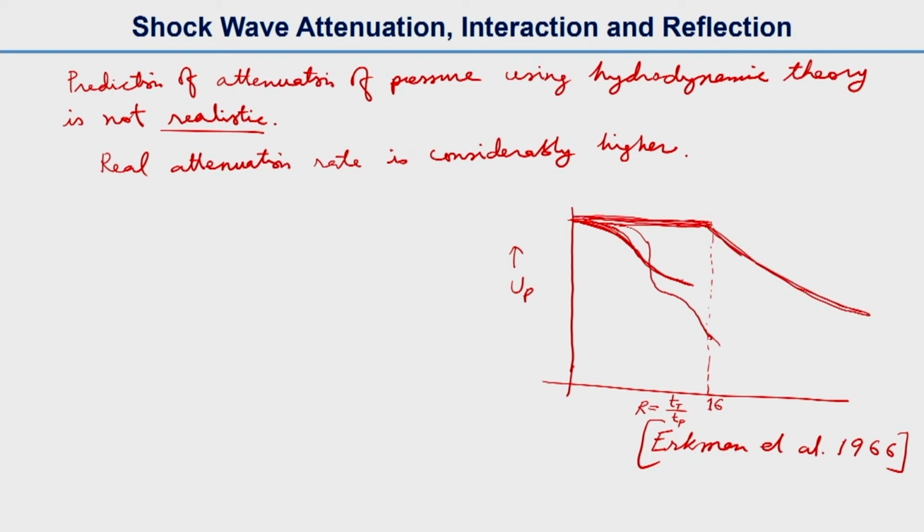If you can see the pressure drop here, for the experimental curve the rate of attenuation is considerably higher. This experiment was done with an aluminum target and an aluminum projectile. Both are the same, the projectile and target are aluminum, and there are the advanced codes, like what I showed you, this curve.